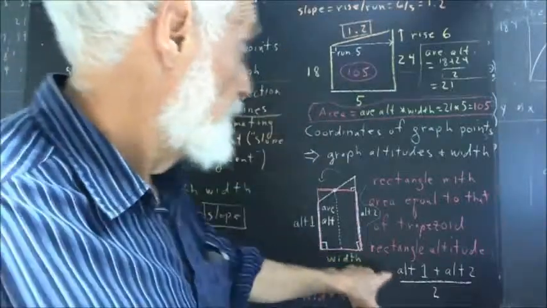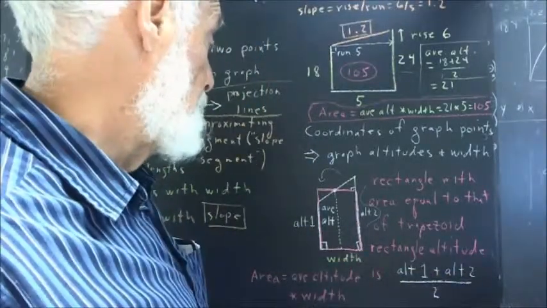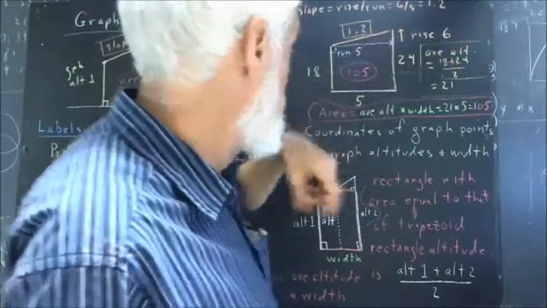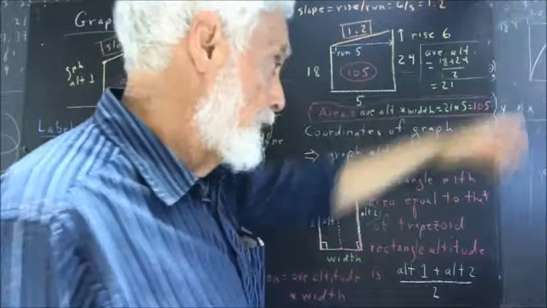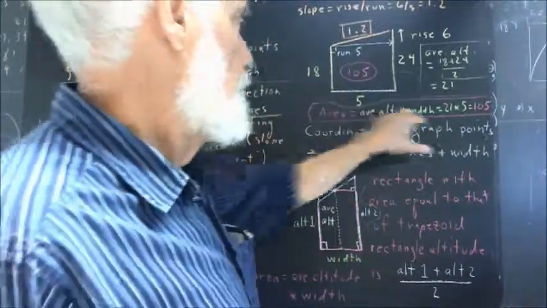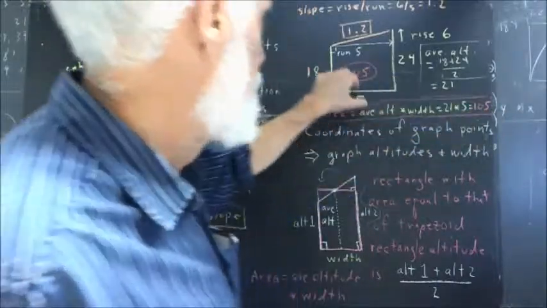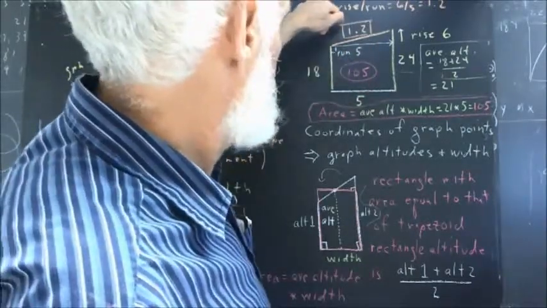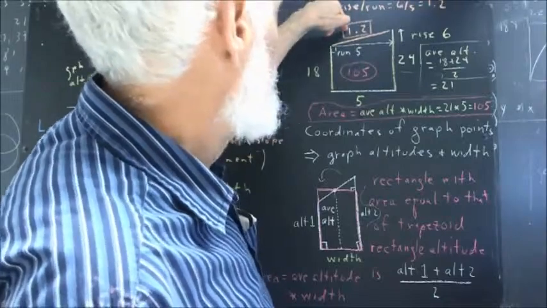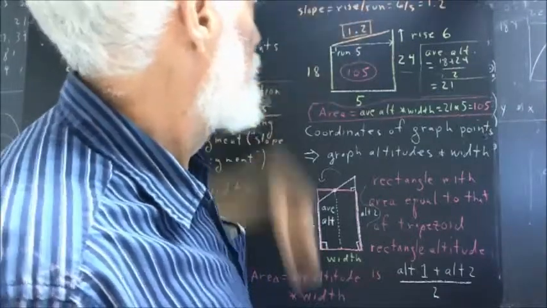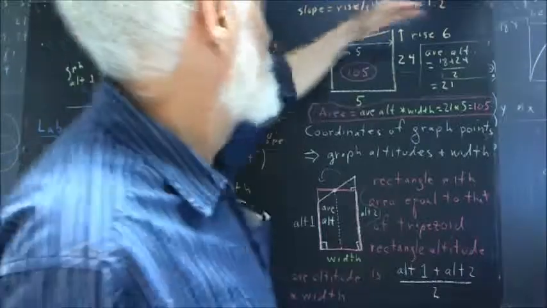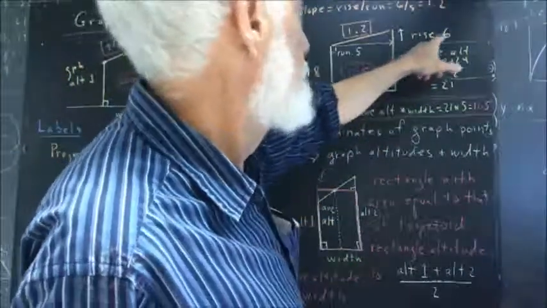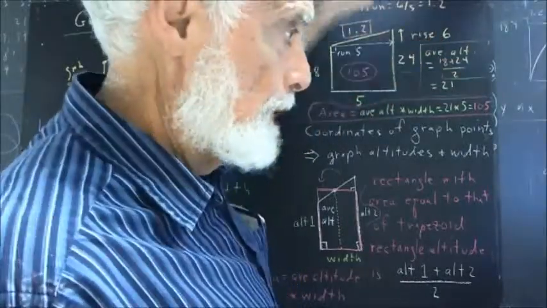Okay, in any case, you calculate the average altitude, you multiply it by the width, and you have your area. So we've done that here. Average altitude is 21. The width is 5. We've known that all along. So the area is 21 times 5, or 105. And we put that in the middle of the trapezoid with a circle around it, just as we put the slope, 1.2, in a box above the approximating or slope segment. And of course, the slope was calculated by dividing the rise 6 by the run 5 to get 1.2.